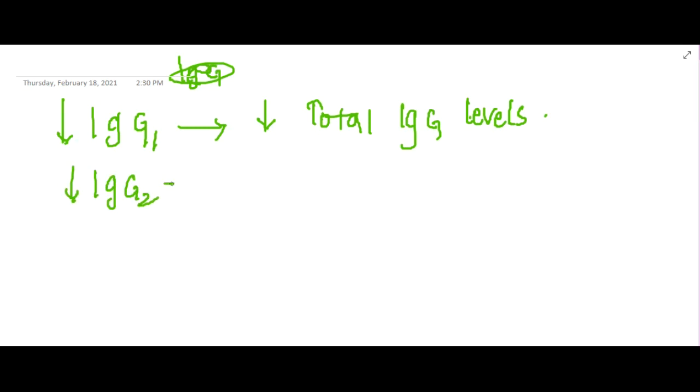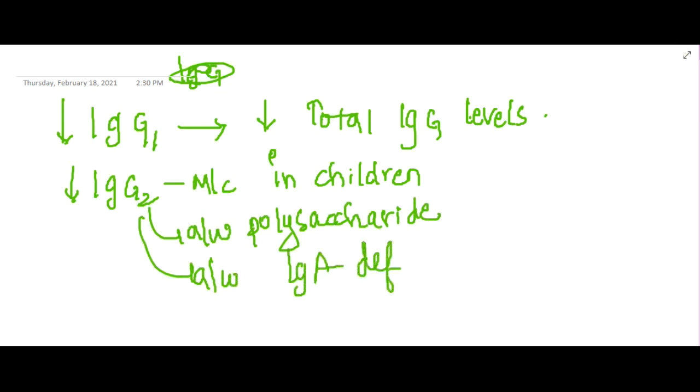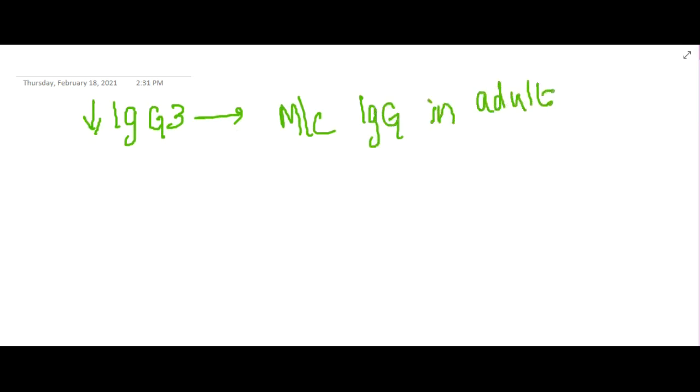Deficiency of IgG2 is most commonly seen in children, and this is associated with polysaccharide antigens, and this is also associated with IgA deficiency. Then whenever there is deficiency of IgG3, this is the most common IgG subclass deficiency in adults. And the deficiency of IgG4, these levels vary widely in people, and it is difficult to interpret.